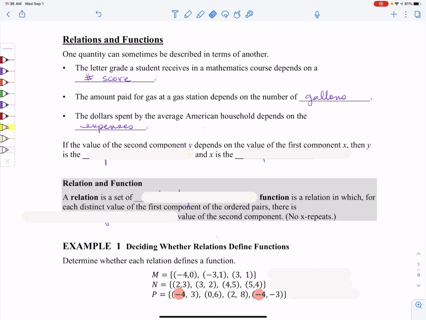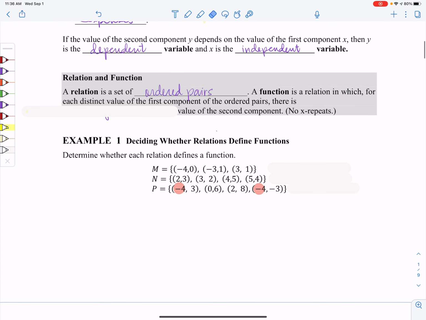So what we have in math is, if we've got a value of y and it depends on whatever x is, then we would say that y is the dependent variable while x is the independent variable. A relation is going to be a set of ordered pairs, or you could say coordinates. More specifically, a function is going to be a relation.